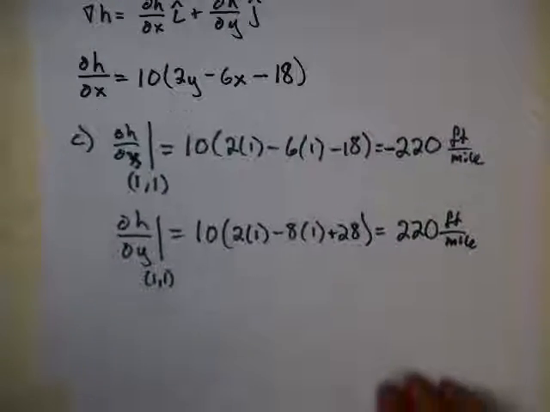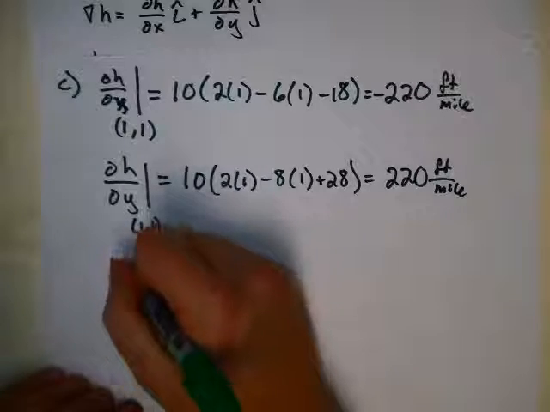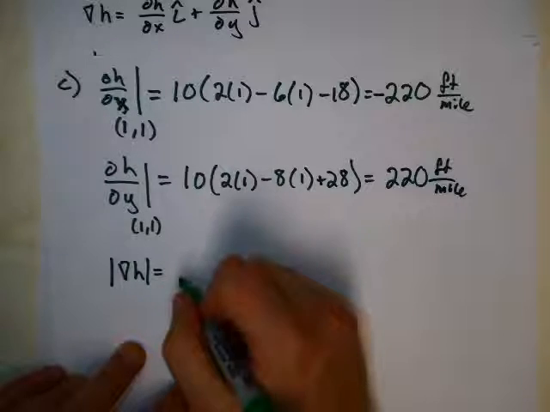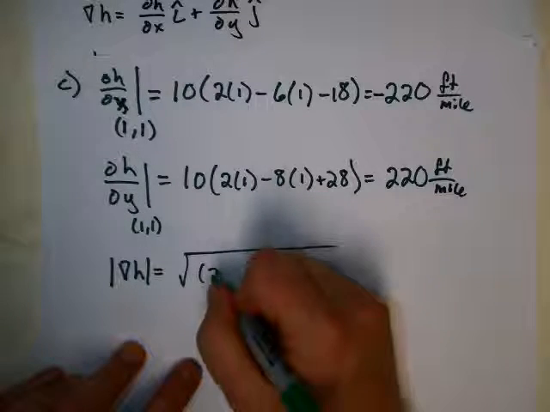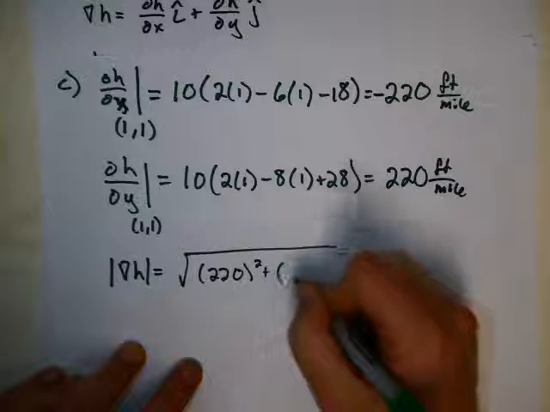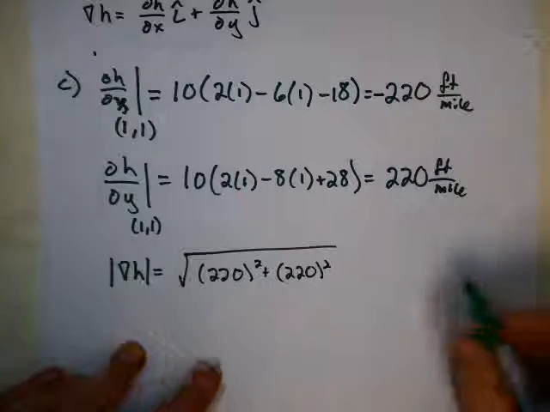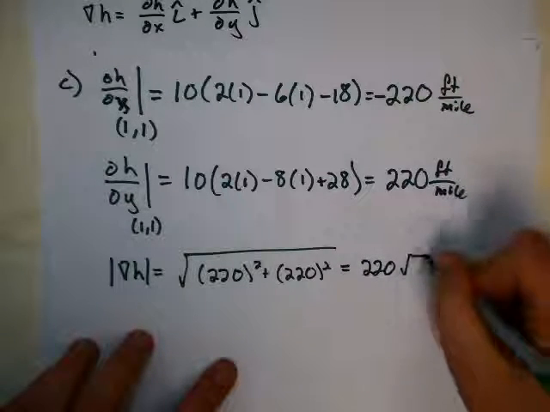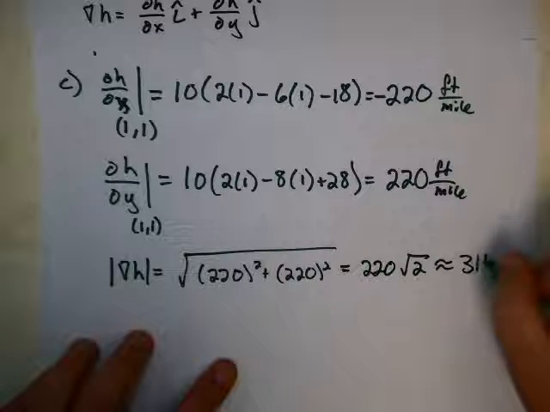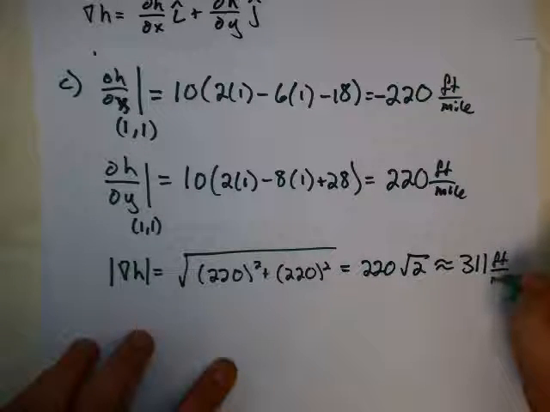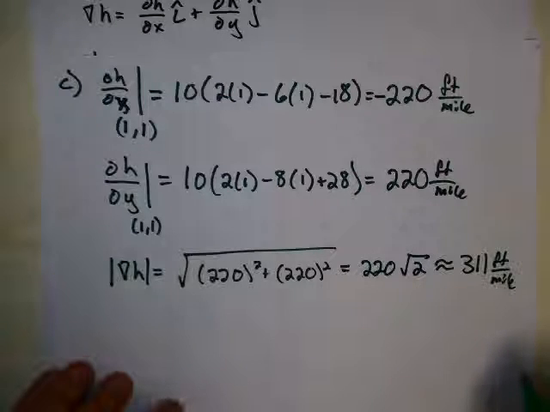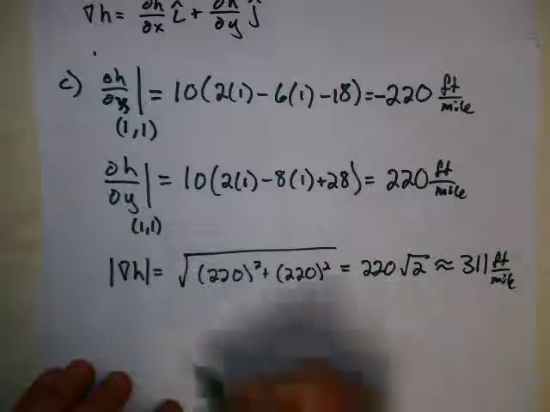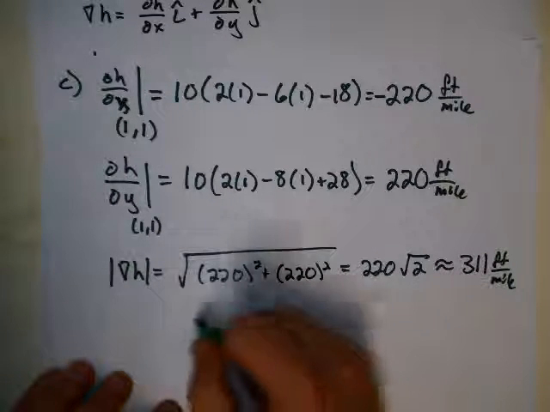The magnitude of del h is going to be the square root of the sum of the squares. So the square root of 220 squared plus 220 squared. And this is going to be 220 times the square root of 2, which is approximately 311 feet per mile. And the direction is going to be in the minus x, so in the southeast direction. And so this is in the southeast direction.